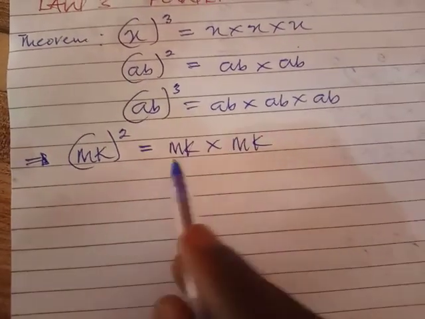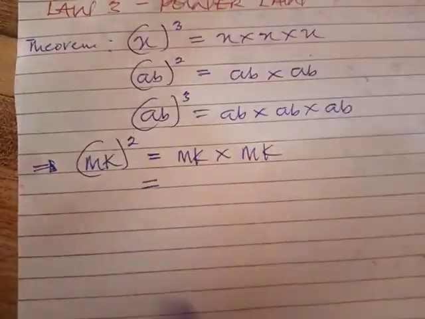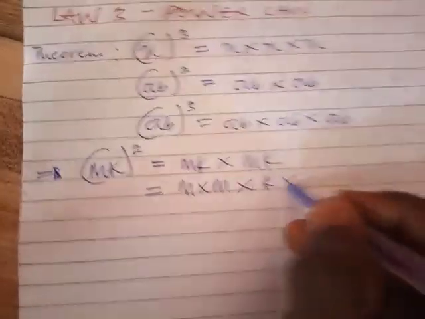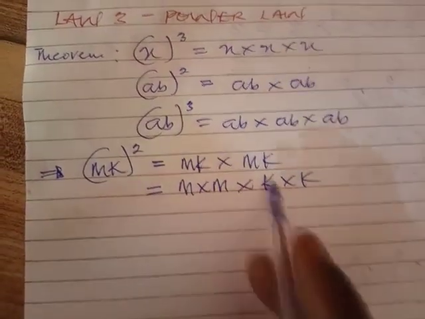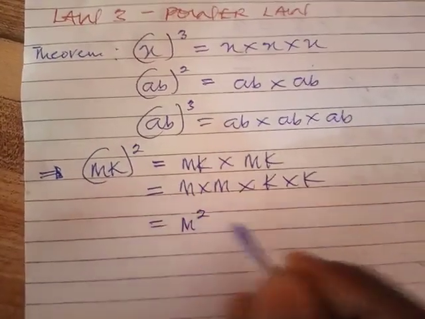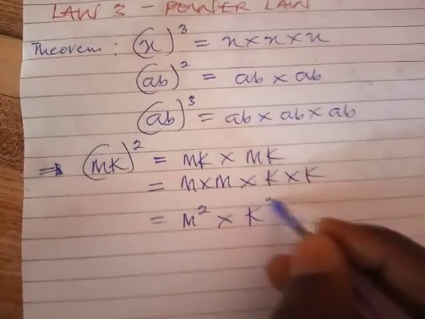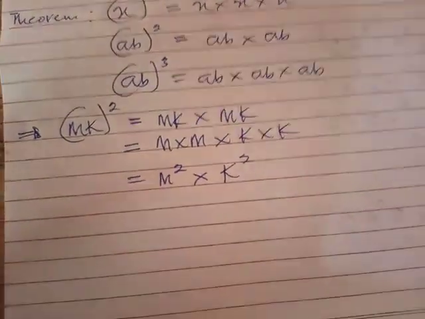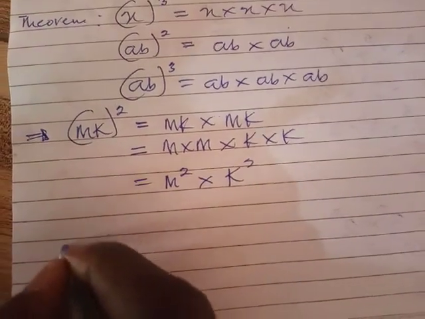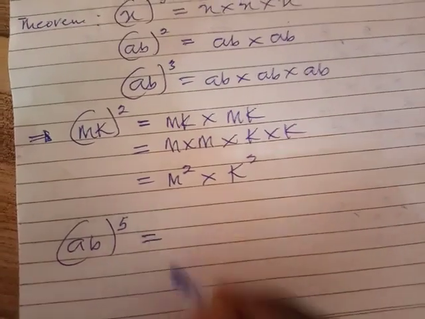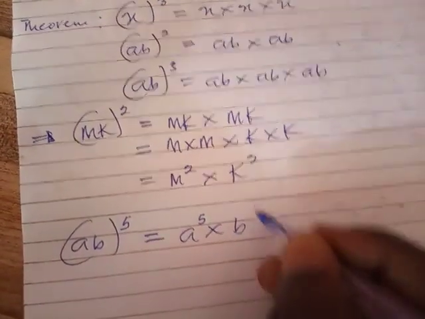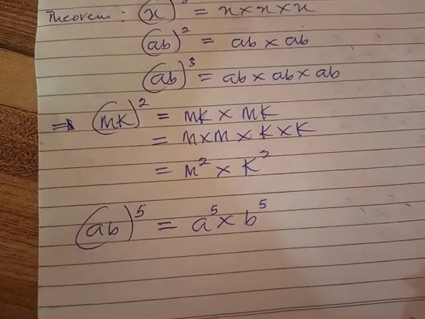Now, because this thing is a product, you can switch all m's to one side, so m by m, and switch all k's to one side, k by k. Now, how many m's do we have here? We have 2 m's. How many k's do we have here? We have 2 k's. So what we are trying to say is that if you have any number, let's say AB exponent 5, AB exponent 5 is the same as A multiplying itself 5 times and B multiplying itself 5 times.